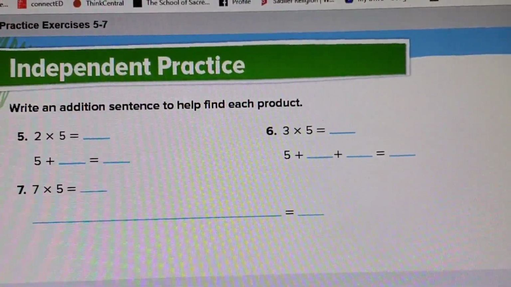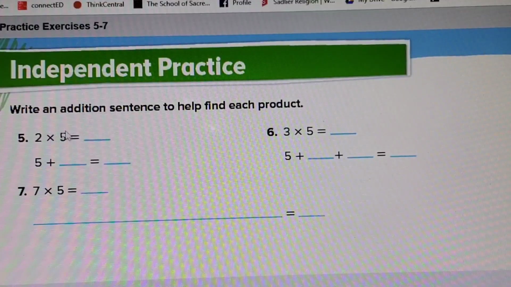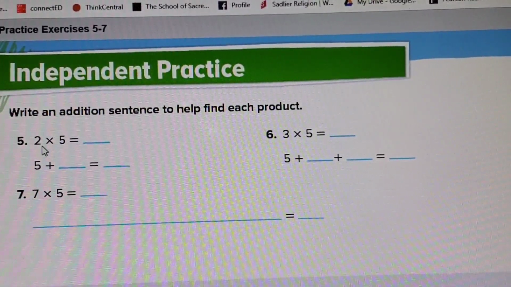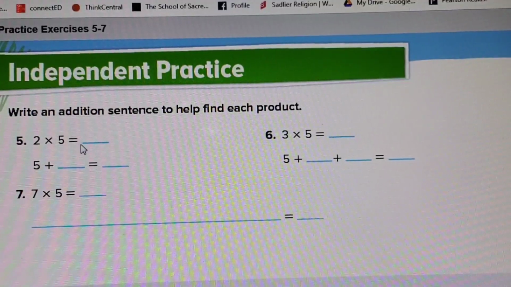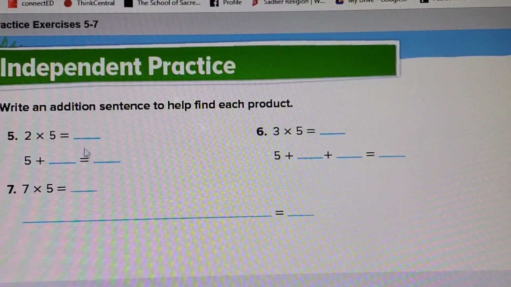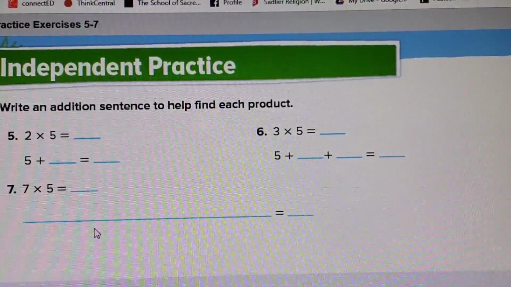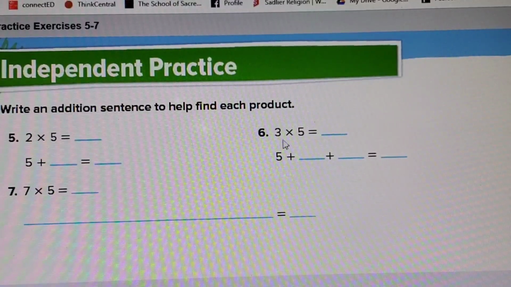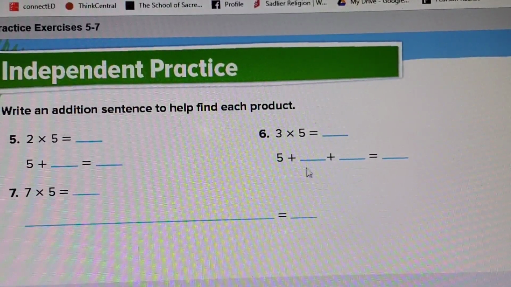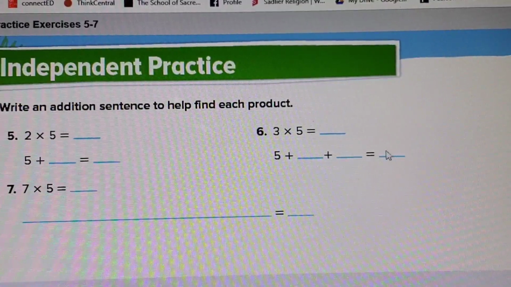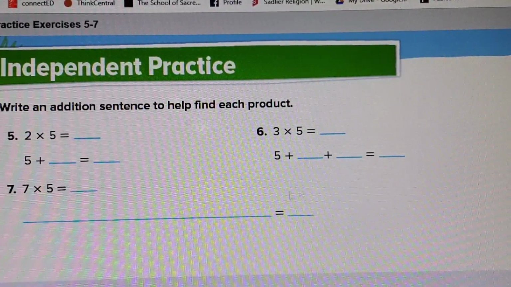Here's our independent practice again. Write an addition sentence to help find each product. 2 times 5 equals, and this is 5 plus 5 equals 10. So both of these are 10. Number 6, 3 times 5, 5 plus 5 plus 5, 5, 10, 15. Both of these are 15.